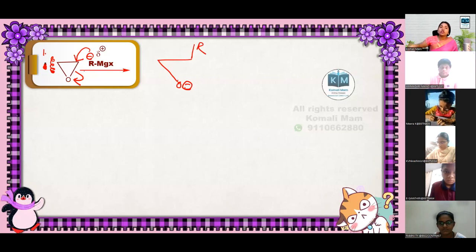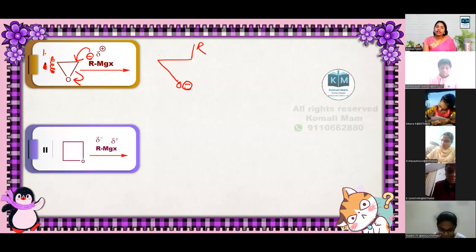So if you take ether as a solvent, Grignard reagent will react with that. That's why we should not take it. Solvent function is what? To store it, to dissolve that. That's it. Solvent should not react.